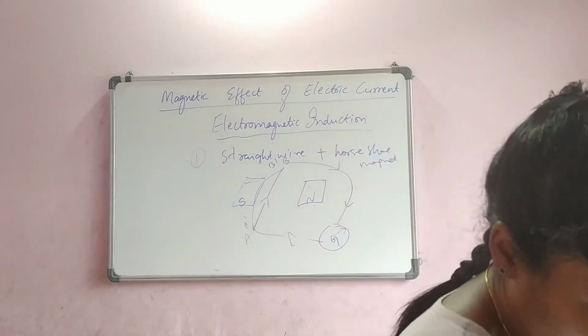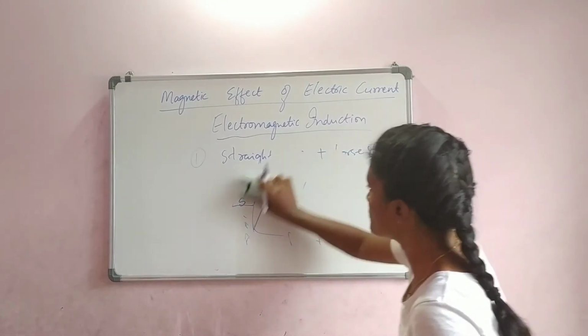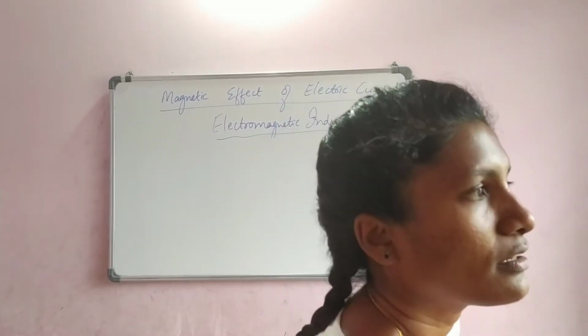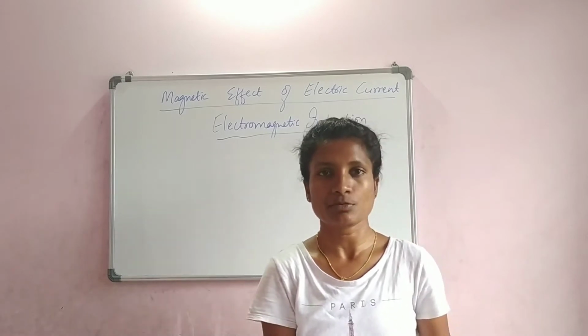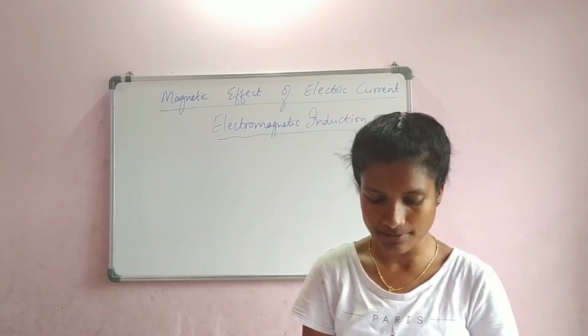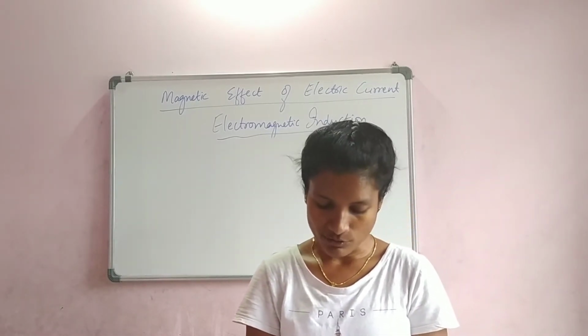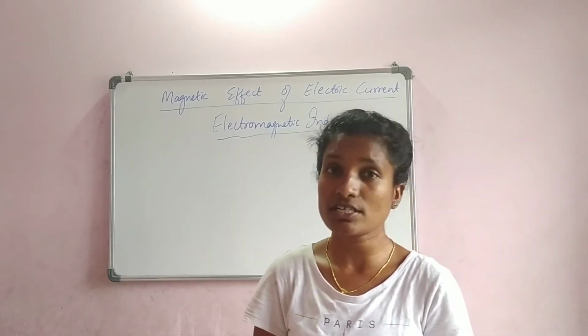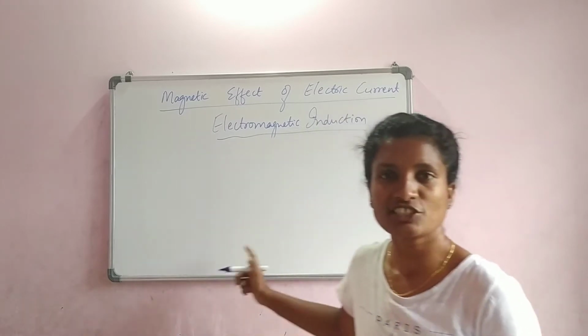Now let us write down a few observations. From this experiment, there were some observations made, so let us put that in a sentence. The first observation was that the direction of induced current can be reversed by reversing the direction of motion. I just showed you.